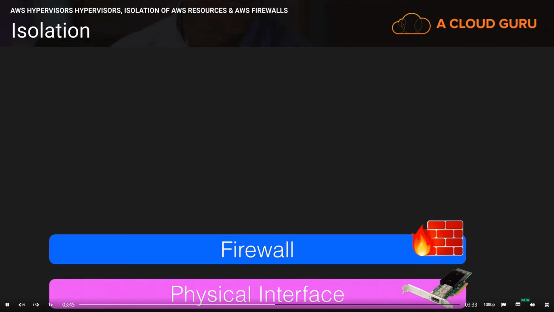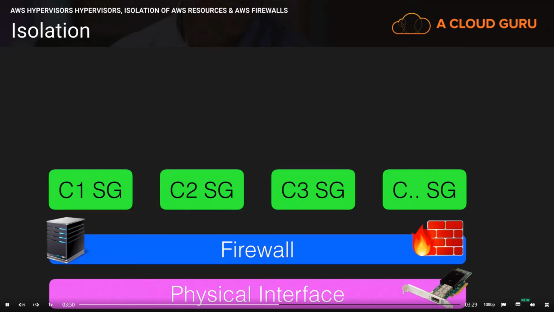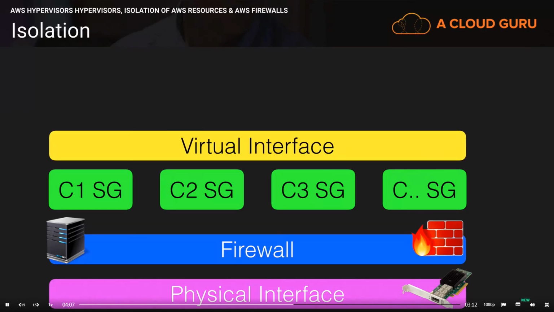We then have a firewall. The firewall itself actually runs at the hypervisor layer, and Amazon manage all that for us. And the firewall essentially allows us to create our own security group. So we've got customer 1 who's got a security group, customer 2 who's got a security group, customer 3 who's got a security group, etc. They're all isolated from each other, and they're all isolated by the firewall, which is running at the hypervisor layer.